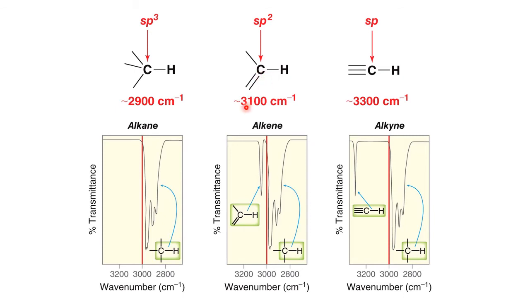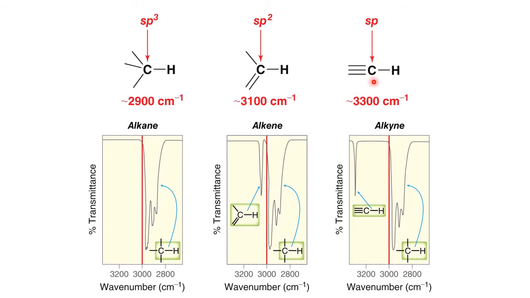So that stronger bond means that it's going to absorb the radiation at a higher energy, around 3100. Again, if we draw this line down at 3000, anything that's just to the left of it, slightly above, will represent a hydrogen bound to an sp2 hybridized carbon.